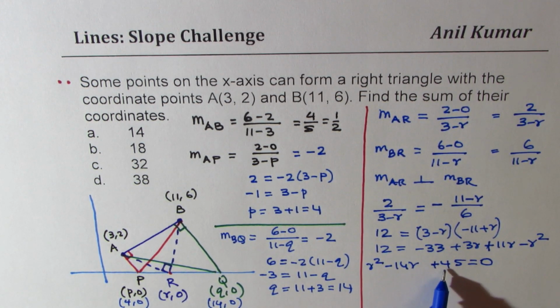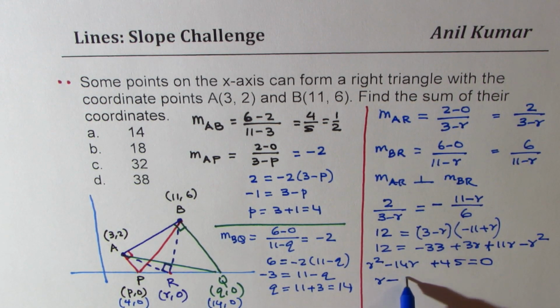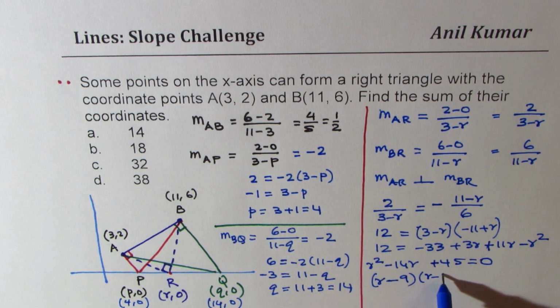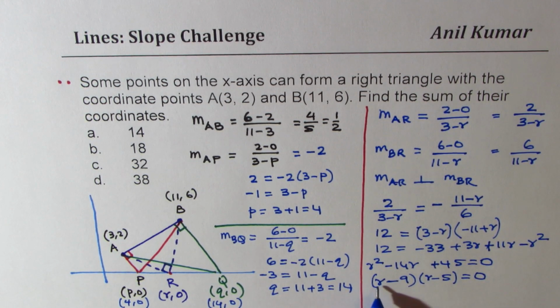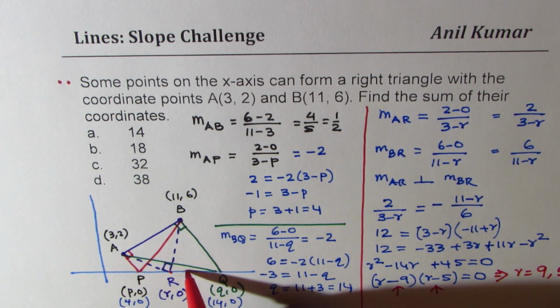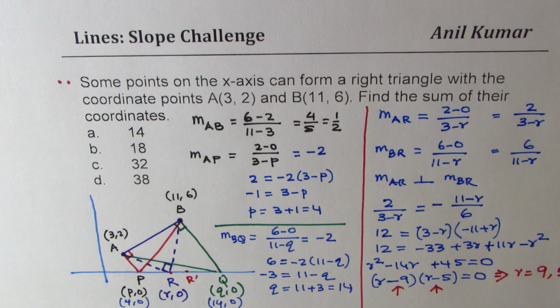So we are looking for a product of 45 and a sum of minus 14. 9 and 5 work for us. So both negative. So we get R minus 9 times R minus 5 equals 0. So we got two values for R. One is 5, the other one is 9. Correct? So here we see that R is equal to 9 and also 5. Do you see that part? Both these factors could lead to 0. So that means we do have another point somewhere here, right? So we do have two values. We'll call that R dash.